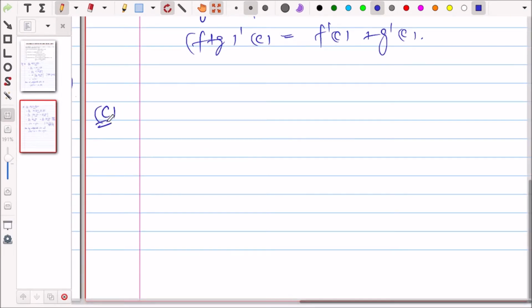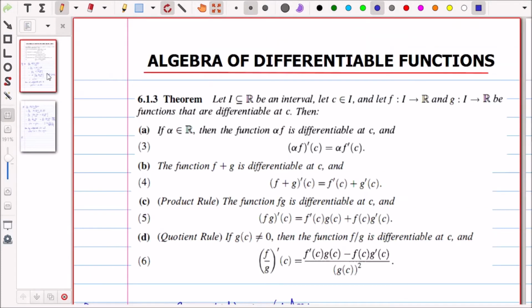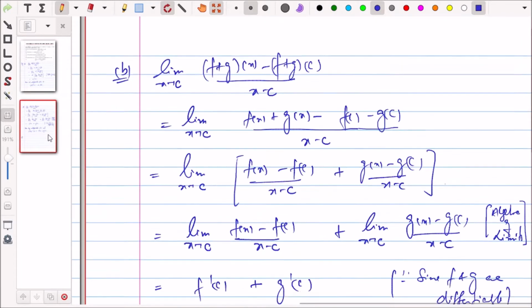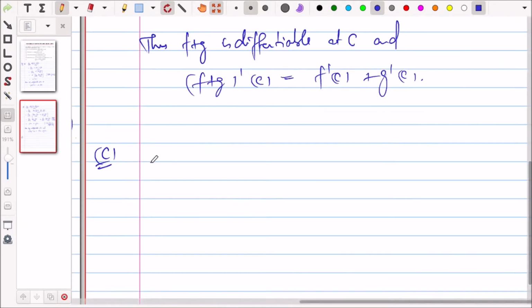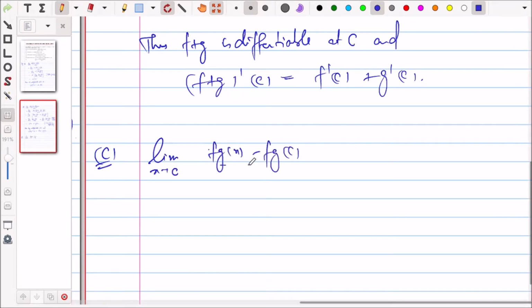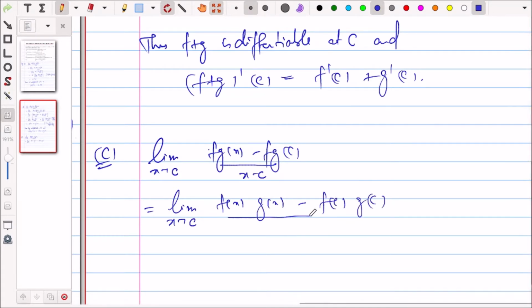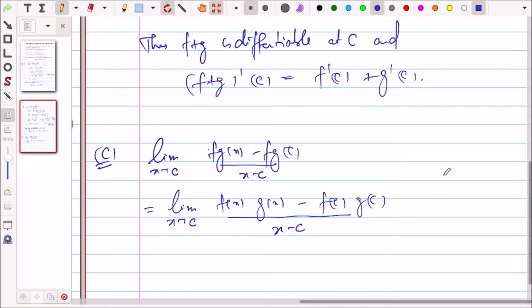Now we have to show that the product is also differentiable at c. So again we will start with the product. Limit x tends to c of (fg)(x) minus (fg)(c) upon x minus c. So this is limit x tends to c of f(x)g(x) minus f(c)g(c) upon x minus c. Now how shall we proceed, क्योंकि अब इसमें डायरेक्टली तो अलग कर नहीं सकते हम.